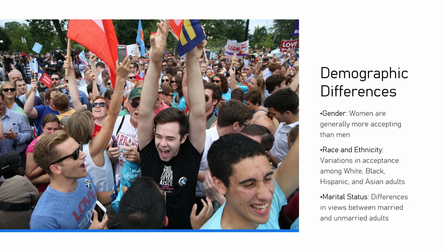Acceptance level varies significantly among different racial and ethnic groups. White, Black, Hispanic, and Asian adults each show distinct patterns of acceptance, which we will discuss in class. These variations highlight the influence of cultural and societal norms on perceptions of family arrangements. There are also differences in views between married and unmarried adults. Married individuals often have different perspectives on family structures compared to those who are unmarried, reflecting how personal experiences and relationship status can shape opinions. These demographic differences underscore the complexity of societal attitudes toward family arrangements.